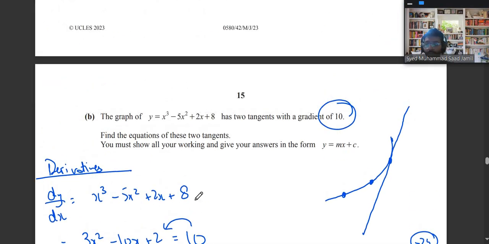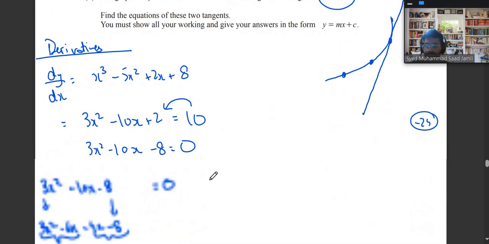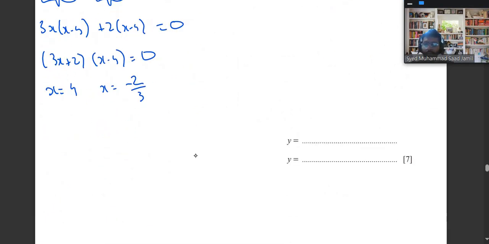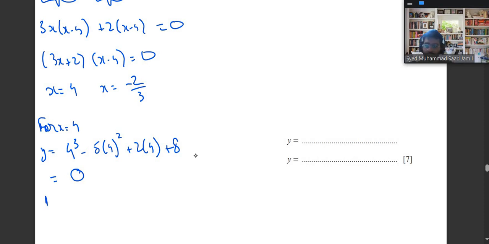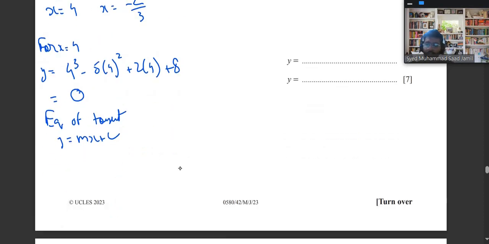y equals x³ minus 5x² plus 2x plus 8. So I will plug in the value of 4 now. For x equals 4, y equals 4³ minus 5 multiplied by 4² plus 2 multiplied by 4 plus 8, which equals 0. So equation of tangent, y equals mx plus c. What are the coordinates? 4, 0.